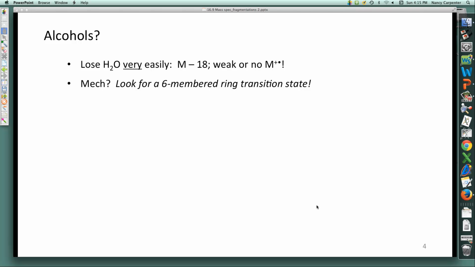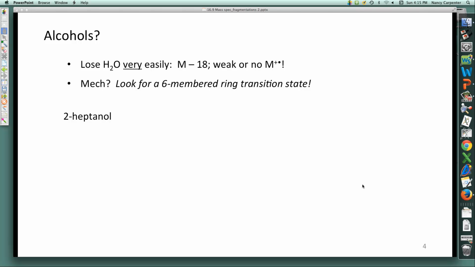Alcohols, one tricky thing about alcohols is that they lose water very easily. So easily, in fact, that it's not unusual to have no molecular ion peak, which of course is very confusing. Maybe there's a weak molecular ion peak that is 18 units lower than what you suspect the molecular weight is. That's a pretty good hint that you've got an alcohol. Mechanism? How can this happen? How can I lose water in the mass spec? Well, basically you just need a molecule that's long enough.